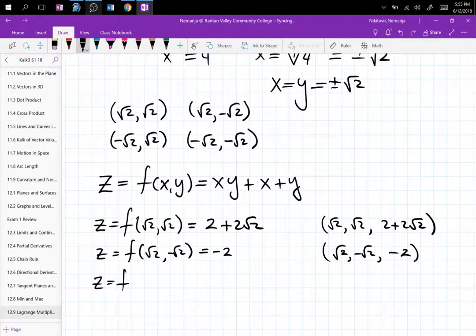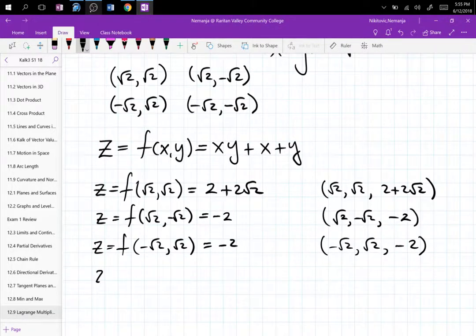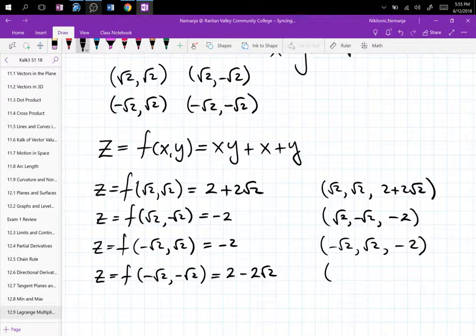Then the next one, z is f of negative root 2, root 2, which is symmetric, so it's another negative 2. So negative root 2, root 2, negative 2. Z equals f of negative root 2, negative root 2 equals 2. That's a 2 minus 2 root 2. So negative root 2, negative root 2, 2 minus 2 root 2.